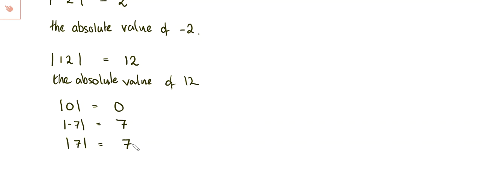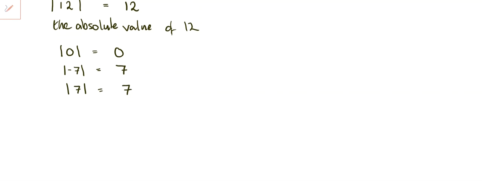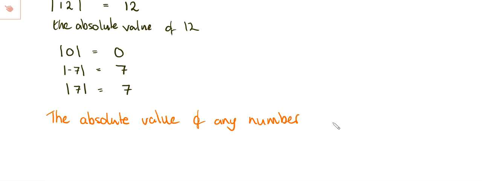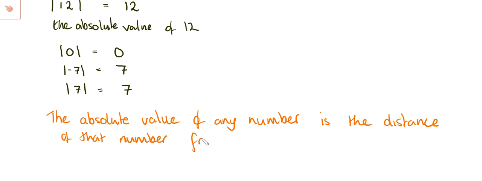But what I'm going to do is give you the definition of the absolute value. You're going to write this down. This is going to be your important bit. The absolute value of any number is the distance of that number from 0.